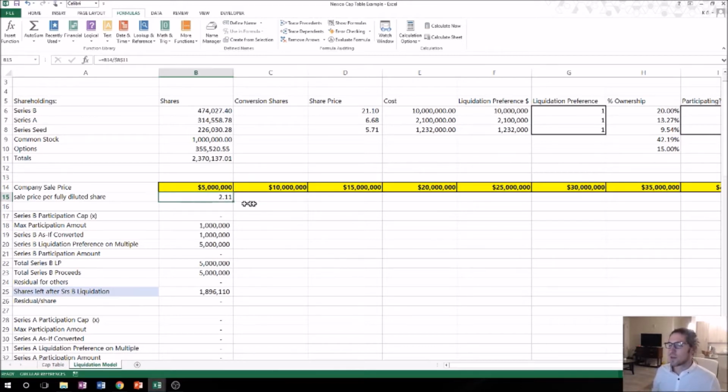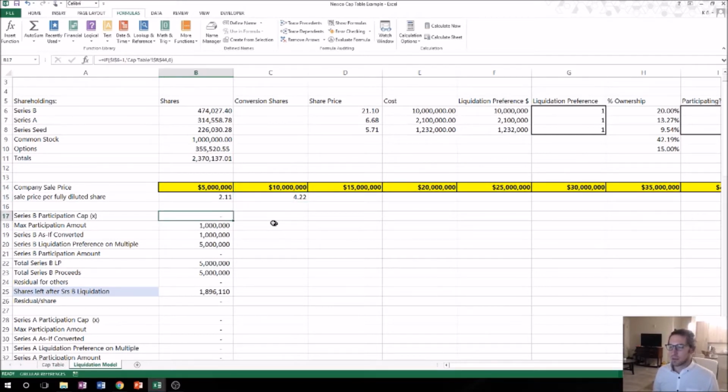So here we go. To start with, we are going to do the sale price per fully diluted share. That's a simple calculation. It is the sale price divided by fully diluted shares. So we can see that at a $10 million sale price, it would be $4.22 per share that's outstanding.